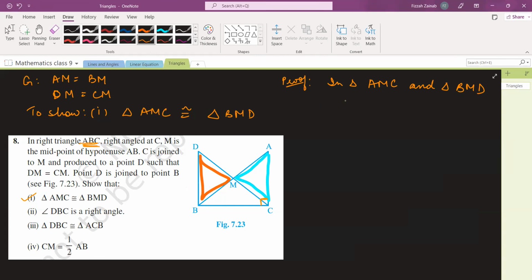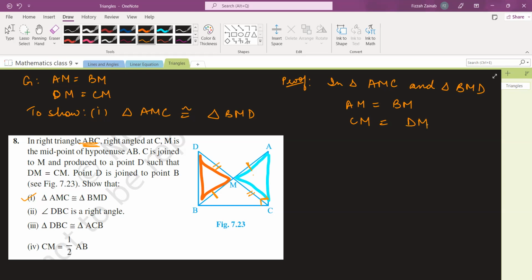See, something is given that the side AM is equal to BM, right? That means this side AM, sorry, wait, AM is equal to BM side. Clear? Okay. And this CM is equal to DM. This is also given, right? So two sides are given.